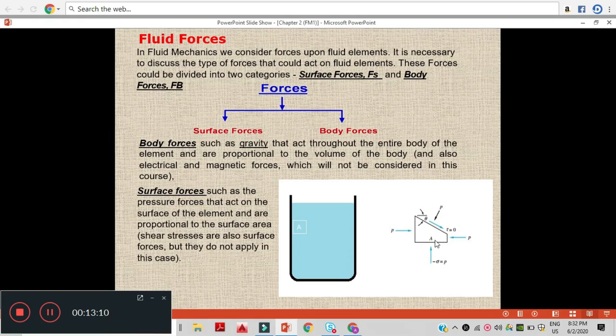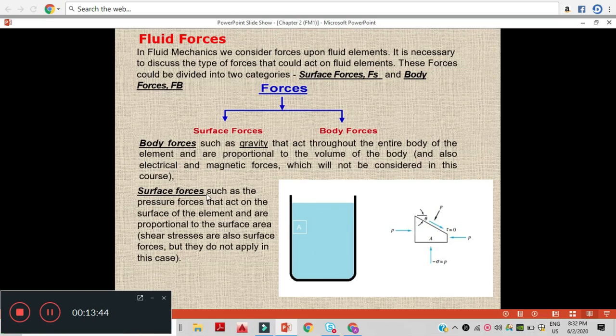So what is the weight of this fluid element? That is equal to the weight density times volume. If you multiply with that, you will get the body force. The body force acts throughout the object, because the gravitational force is acting on every single particle. So if you want the body force of the whole, just take the volume, the gravitational acceleration and the density.